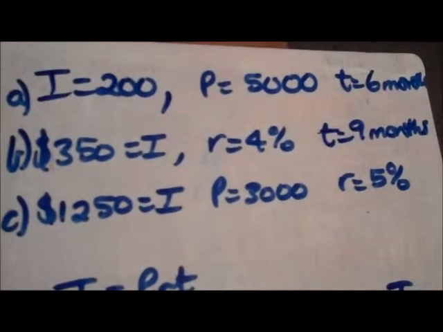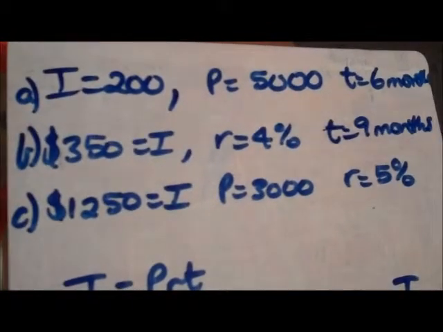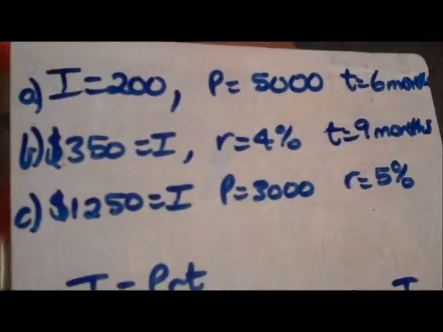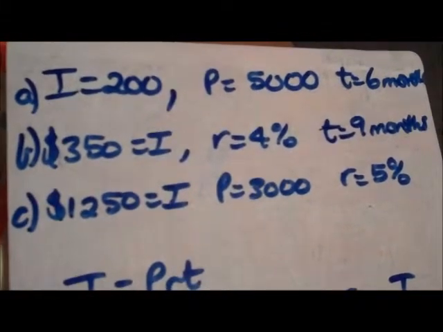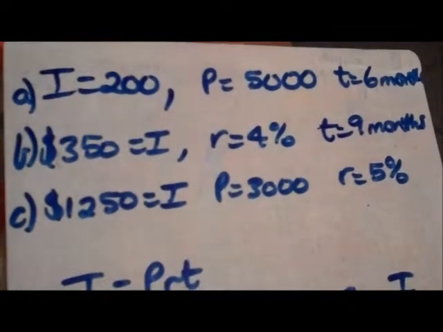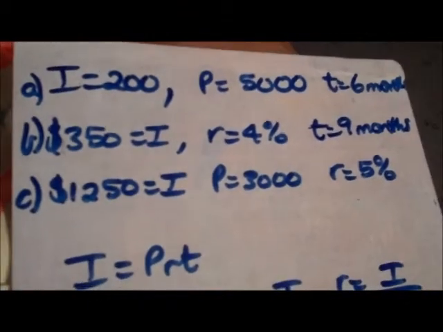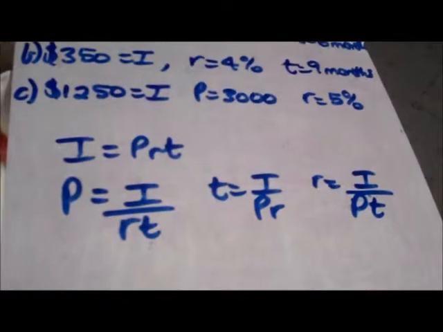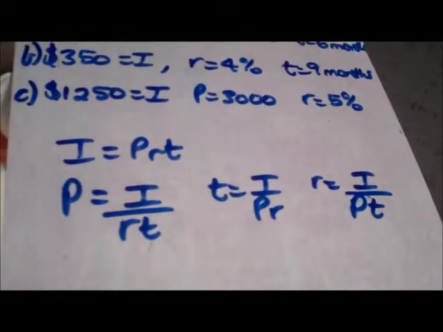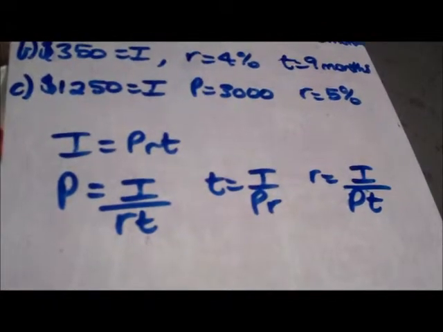Here are 3 examples for you to practice with. So this time there's a different one missing to what was shown before. So if I give you I, P and T, you'd have to work out R. If I give you R, T and I, you'd have to work out P. And if I give you I, P and R, you'd have to work out T. So if I rearrange that formula, I get I equals PRT, and there's the 3 versions of rearranging it. Have a go at those questions.